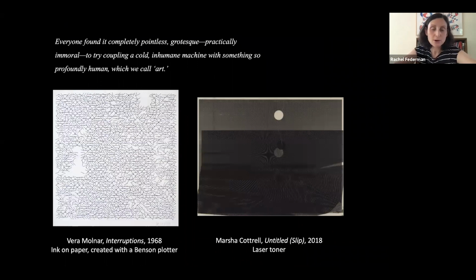Cottrell's project is unquestionably different from those of earlier pioneers of computer drawing, but her search for the ineffable connects her with Vera Molnar, who also saw computers as catalysts to create forms never seen before, inconceivable images. What could be more human than that?